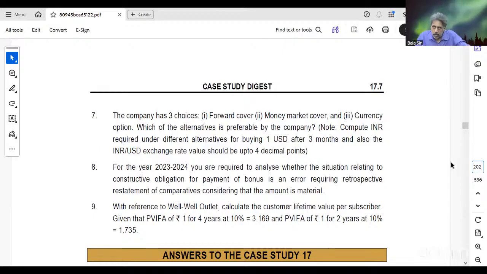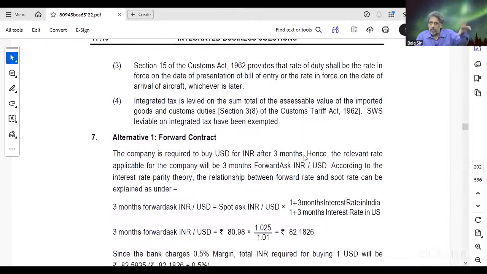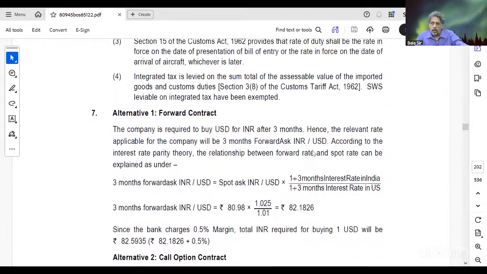Buy dollar, that means the bank is going to sell the dollar to you, right? You need to buy dollars. That means a banker is going to sell. Therefore, the ask or the offer rate is relevant. Is that fine? The rate put by the banker is the same as the theoretical forward rate. That means using the interest rate parity theory.